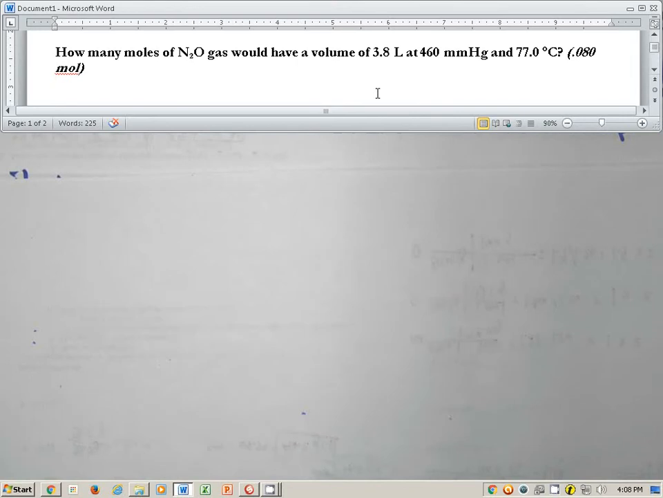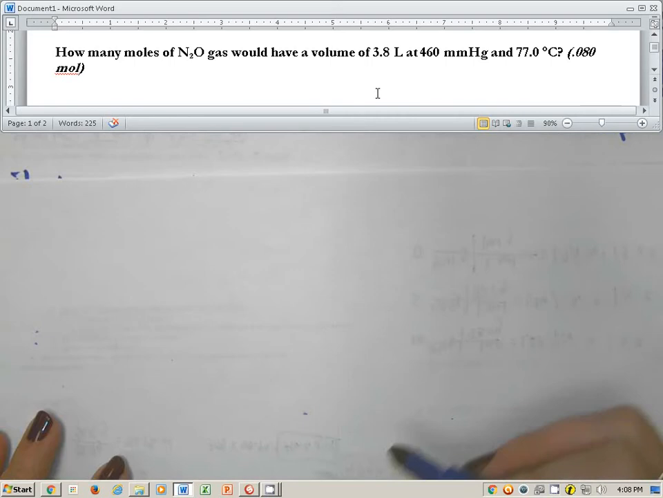Right here is our first ideal gas law problem. It says, how many moles of N2O gas would have a volume of 3.8 liters at 460 millimeters of mercury and 77 degrees Celsius. So what you're going to do with this is make a list. It's always a good place to start. So it says how many moles, so it starts already with my question.